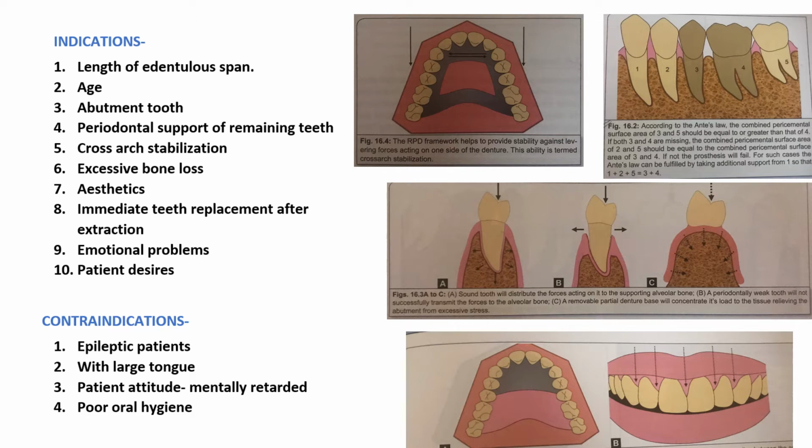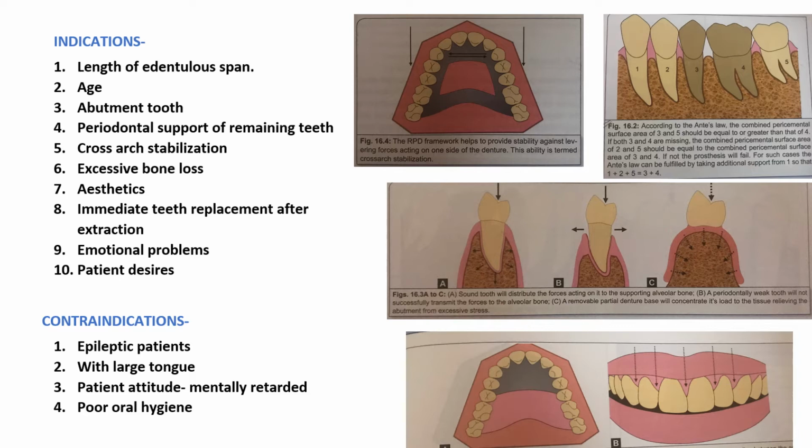Now, removable partial dentures are preferred for long span edentulous spaces because the denture base aids in distributing forces all along the edentulous portion of the ridge. For example, if the arch has 3 to 4 missing teeth, over there you should use removable partial dentures rather than fixed partial dentures. Fixed partial dentures can be used when you have a single missing tooth. But when the length of the span is long, you can use removable partial dentures.